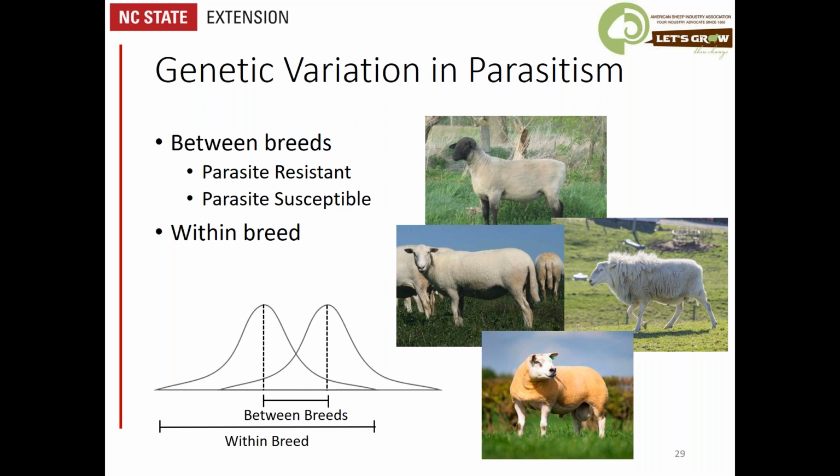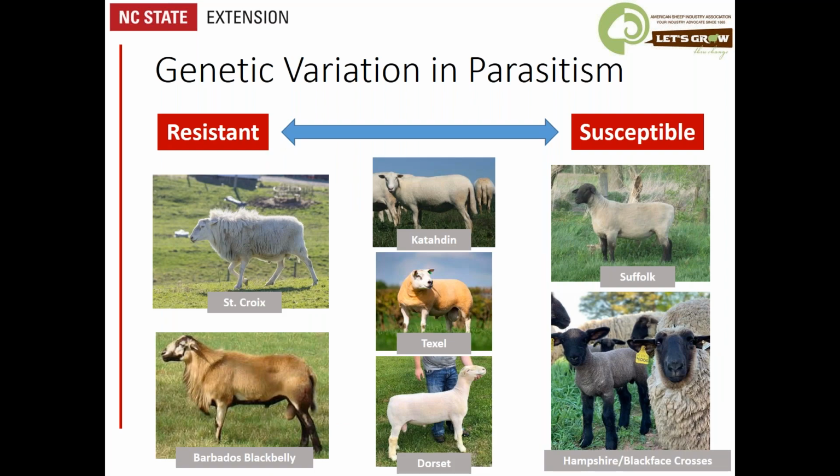And oftentimes, for many of our traits, we have more variation for a given trait within a single breed than we do between breeds. So not only is it important to select the right breed, but it's important to select the right individual within that breed. We want to identify the genetically superior individuals within a given breed. To help visualize this, I have this distribution here, with our more resistant individuals versus our more susceptible breeds.